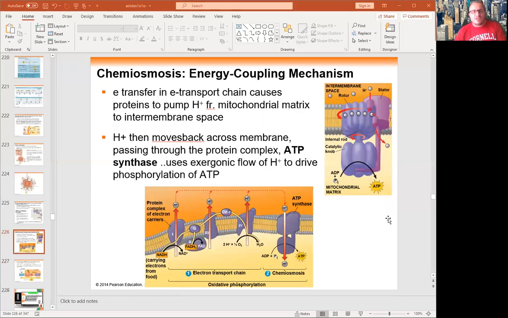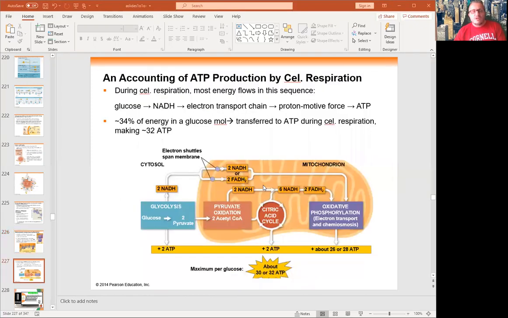Chemiosmosis is the energy coupling mechanism, in which electron transport in the electron transport chain, or ETC, causes proteins to pump hydrogen ions outside, and then they move inside through this ATP synthase protein here. That's a special protein, ATP synthase, which produces the maximum number of ATP. This is chemiosmosis, which uses ATP synthase. So ETC plus chemiosmosis is the oxidative phosphorylation part of cellular respiration.